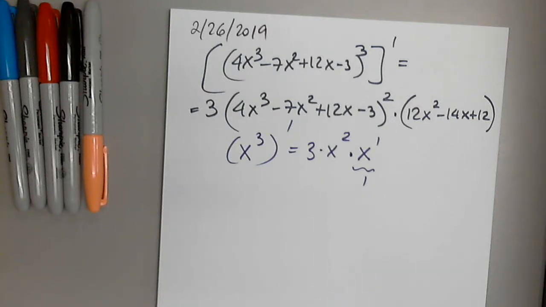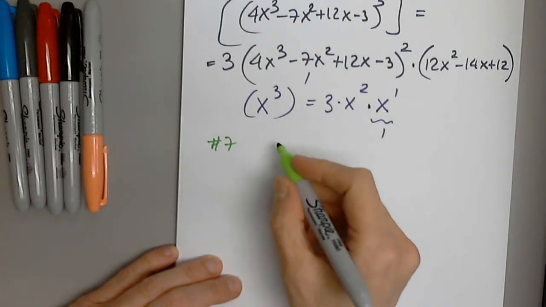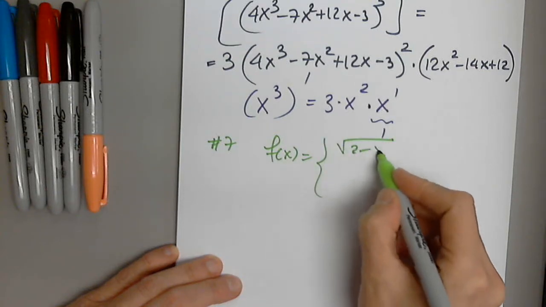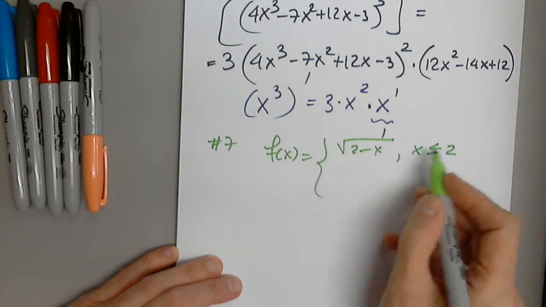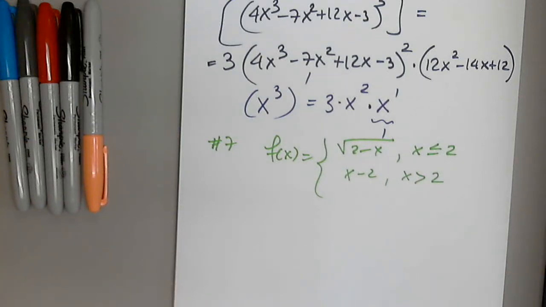Better? Everyone? Okay, so let's look at problem 7 from the handout. So we have f of x equals the square root of 2 minus x for x less than or equal to 2, and x minus 2 for x greater than 2. Is the function f of x continuous at x equals 2?